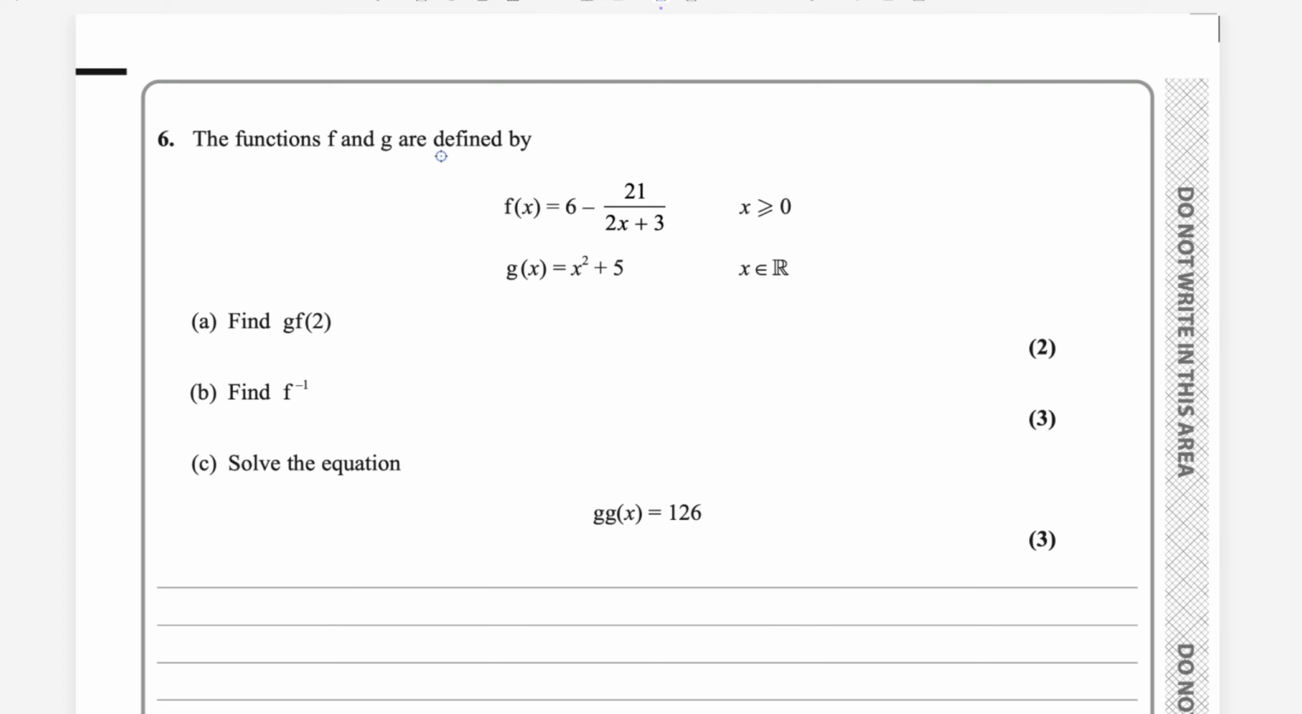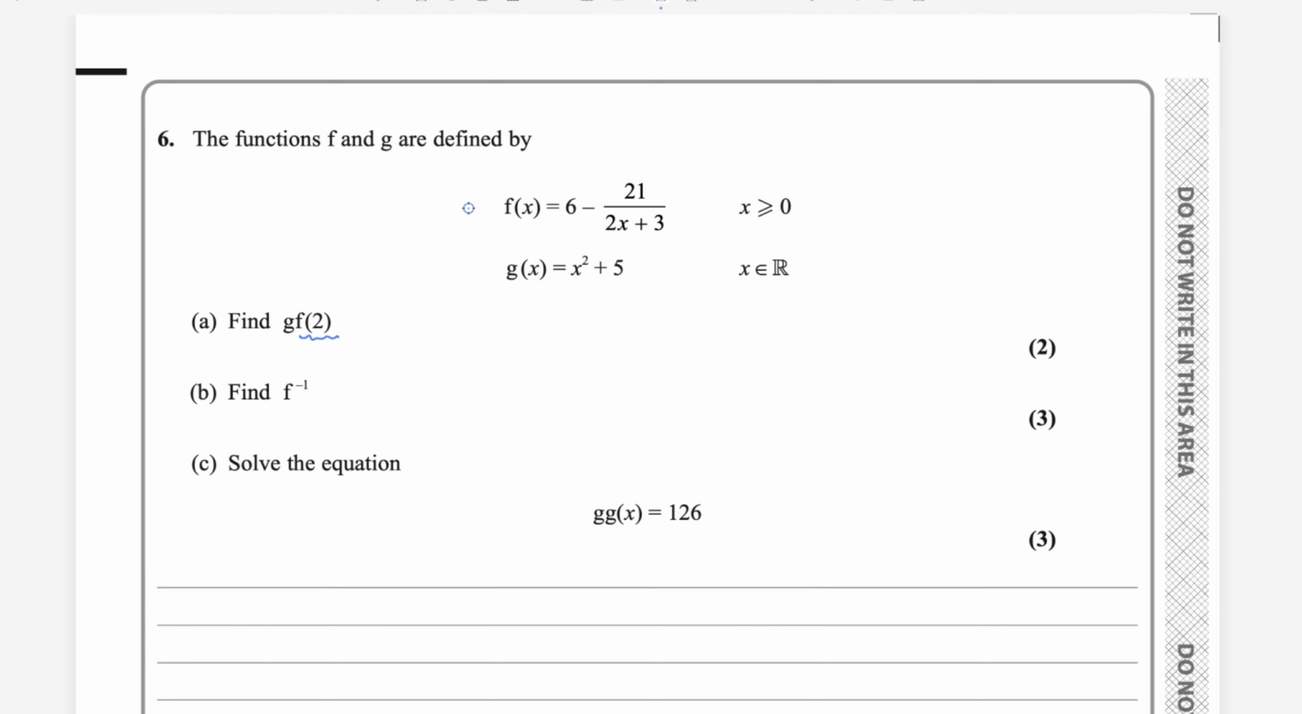The functions f and g are defined by f of x equals 6 minus 21 over 2x plus 3, where x is greater than or equal to 0, and g of x equals x squared plus 5, x belongs to R, real numbers. First part, find g of f of 2. This is the composite function. First of all, you need to find f of 2.